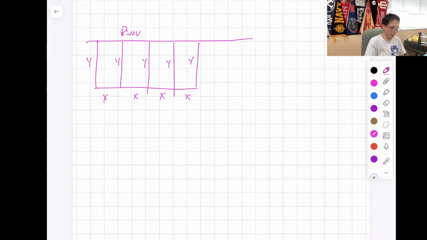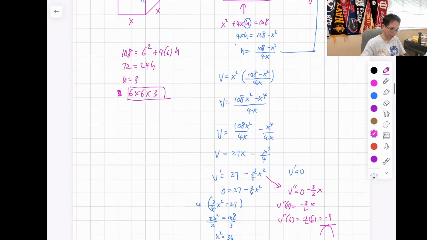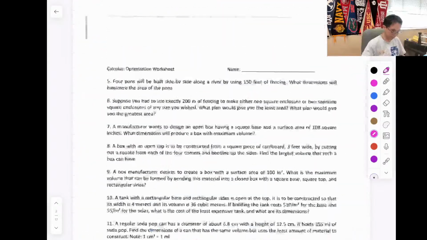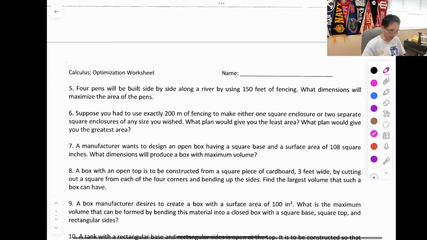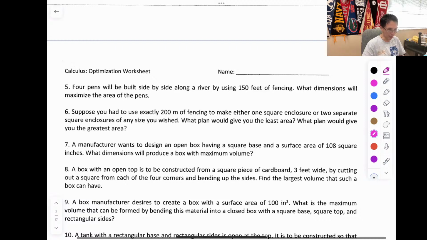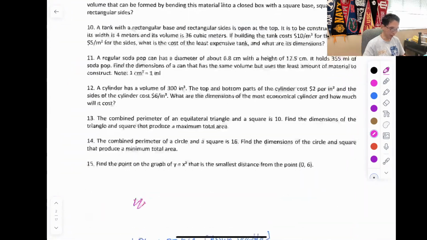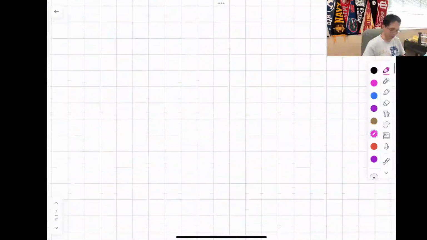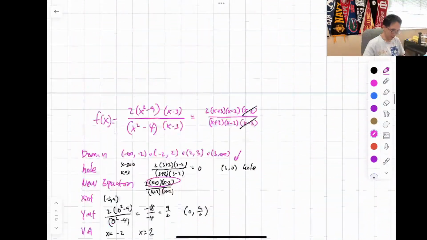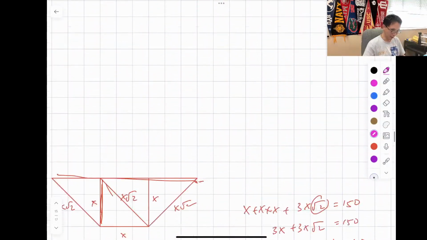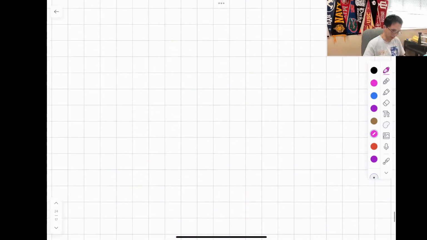And you can set up the primary as what? Well, for the primary, we're trying to optimize the area of the pig pen. Let's go back and look at the question. So the question says, 4 pens will be built side by side along the river using 150 feet of fence. So it has to be along the river. Some people, Nelly, in 7th period, were trying to debate with me, saying that's her pig pen. And again, I spent a lot of time arguing about pig pen questions.